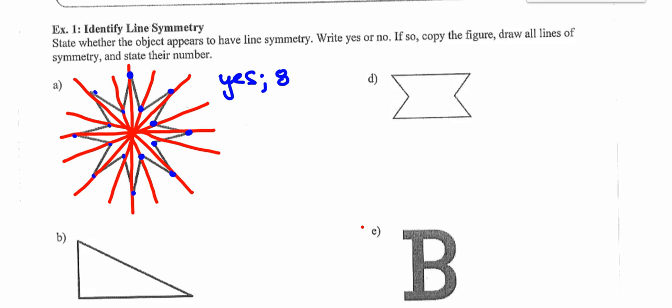Now if we take a look at this next example, you could cut it horizontally and you could cut it vertically, but we could not cut it diagonally. That's not going to map to itself. So in this case, the answer is yes, but there's just 2.